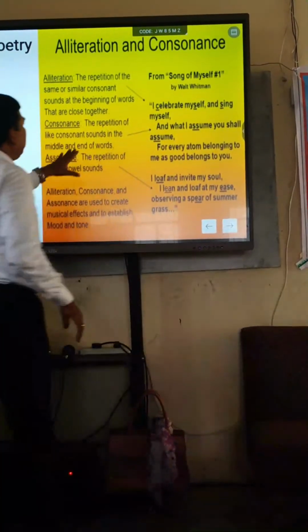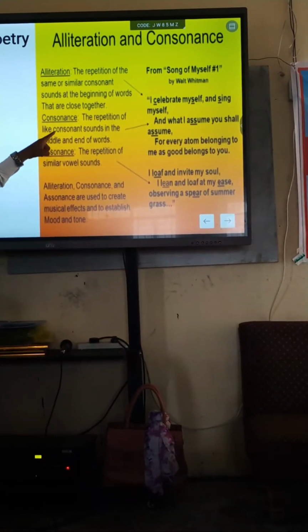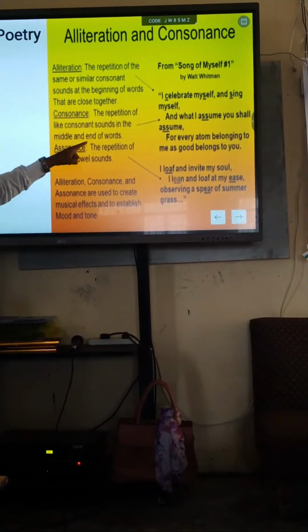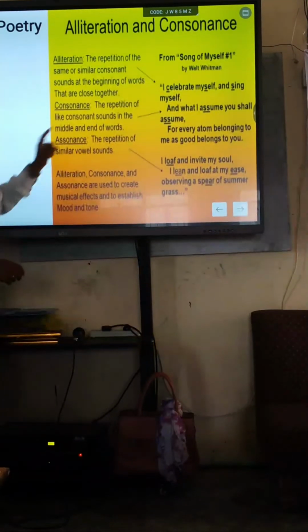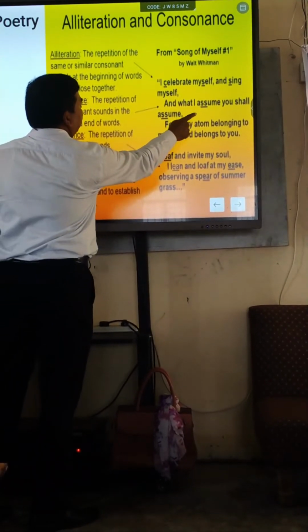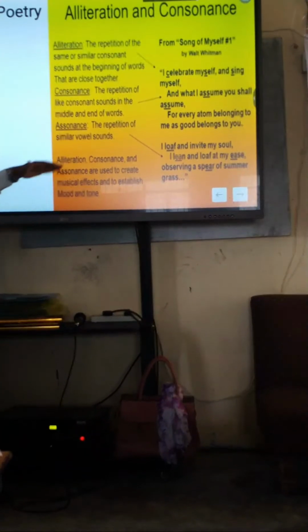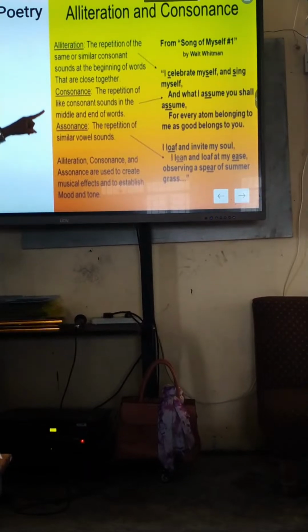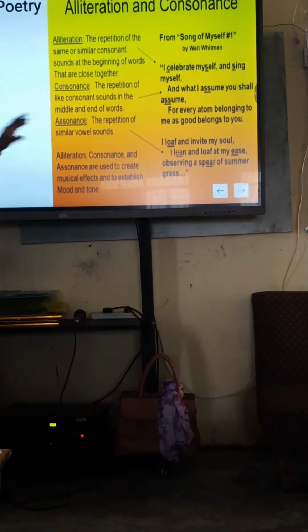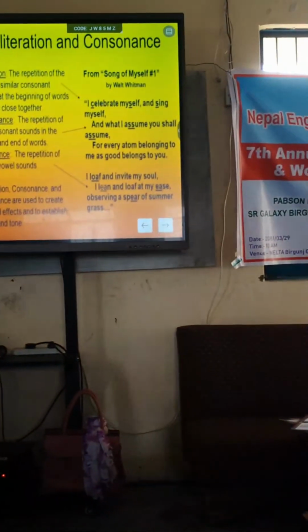What is the difference here? The repetition of what is called the repetition of like consonant sounds at the middle and end of the words. There is given the example of what? Students. Yes, so there is the repetition. Another is what? Where there is given alliteration, consonance. Consonance is related to what? Vowels.